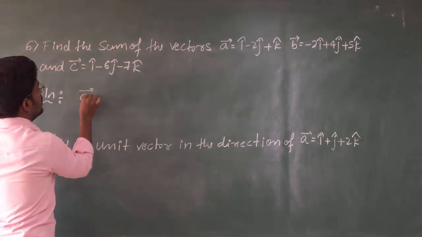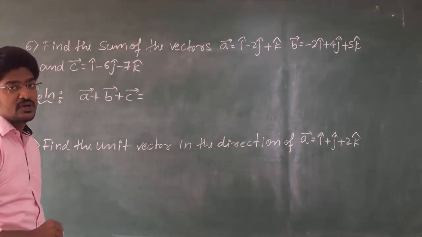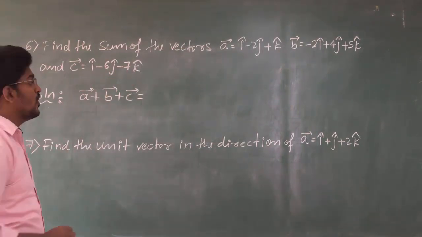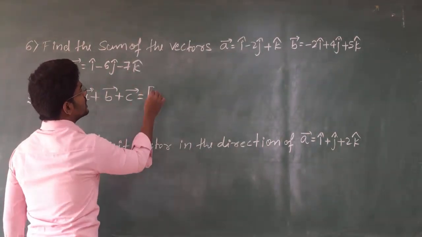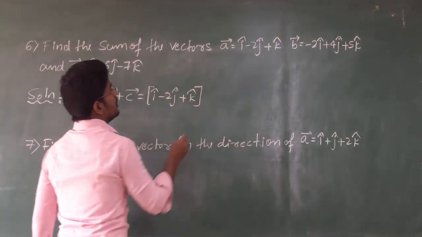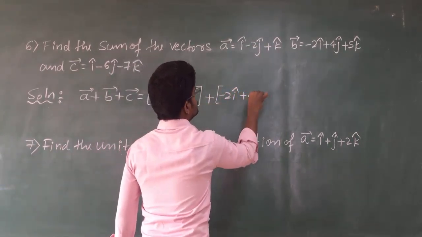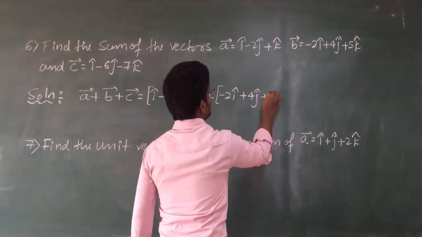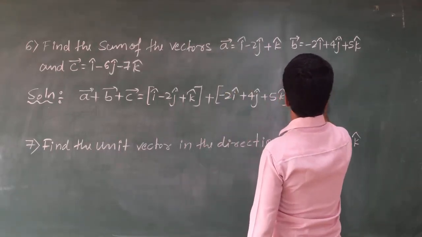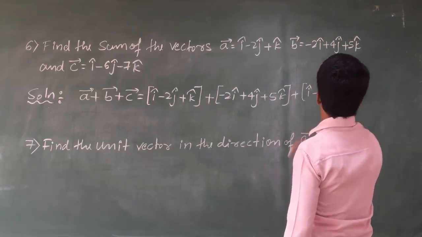So from this we can understand that you have to find the sum of vectors A, B and C, means you have to find vector A plus vector B plus vector C. This is called the sum of vector A, vector B and vector C. So vector A, vector B and vector C you already know. So I will write: what is vector A? i cap minus 2j cap plus k cap. What is vector B? Minus 2i cap plus 4j cap plus 5k cap. Plus what is vector C? i cap minus 6j cap minus 7k cap.